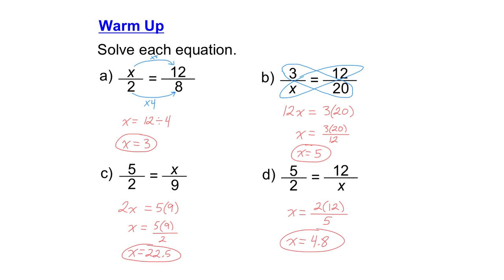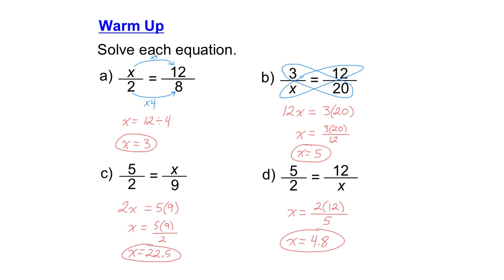So this always works, even if the numbers are not so nice. 12 times x is the same as 3 times 20. That pattern always works whenever you're solving for an unknown in equivalent fractions. So it's called cross multiplying because you're multiplying the numbers that are across from each other diagonally. 12 times x is the same as 3 times 20. That's where this line came from.